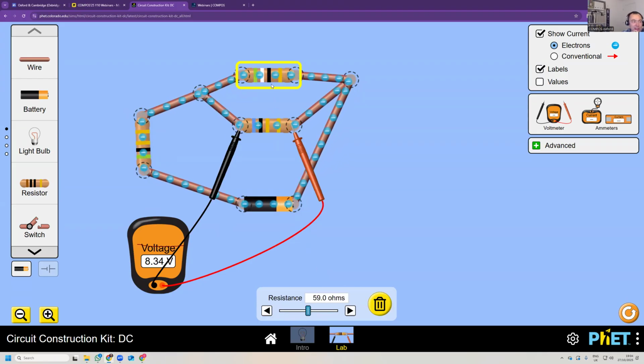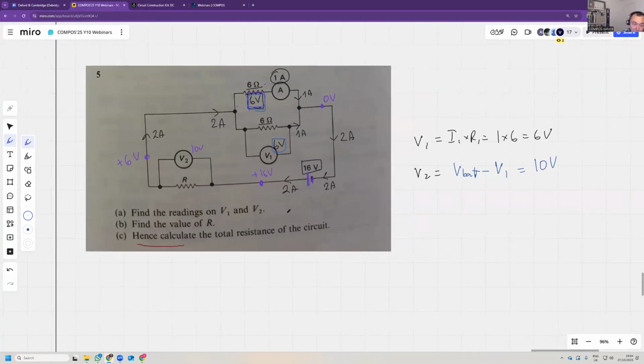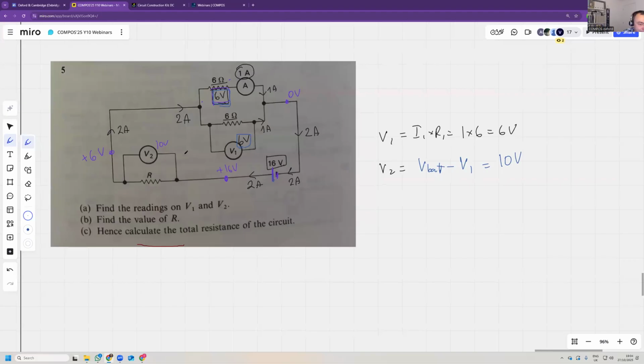Look, I make it 159, one is 6. This is 8.34, and this is 8.34. They both have the same voltage, even though they have completely different resistance. So, okay. So overall, this is Kirchhoff's second law, in fact.